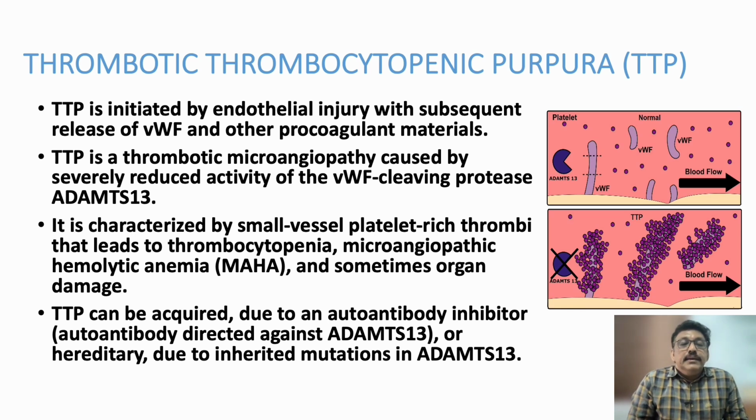It is characterized by platelet-rich thrombi in the vessel wall that lead to consumption thrombocytopenia and microangiopathic hemolytic anemia. They are not immune mediated. Sometimes it may lead to organ damage also. It can be acquired, where there is an inhibitor antibody against ADAMTS13, or hereditary, that is, a mutation in the ADAMTS13 protein.